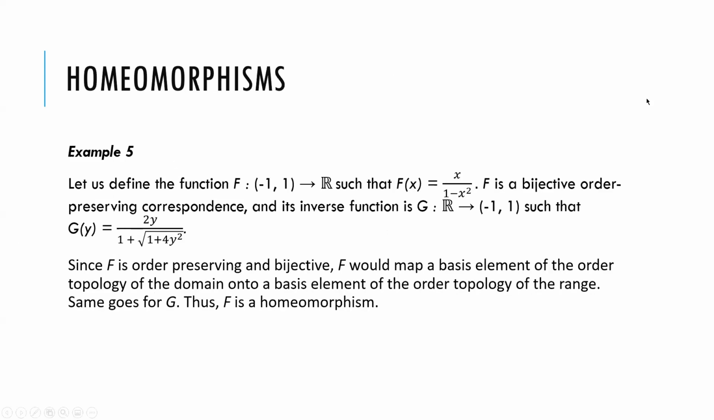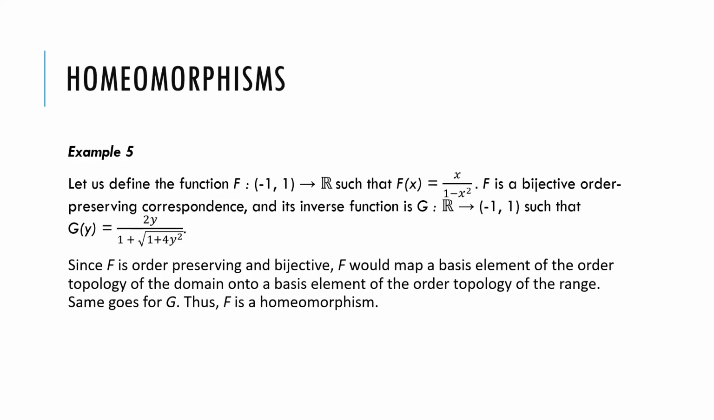And then we have another example. If we have the function f, which maps the open interval -1 to 1 into R, such that f of x equals x over 1 minus x squared, f would be a bijective order preserving correspondence, and its inverse function would be g, which maps R into the open interval -1 to 1, such that g of y equals 2y over 1 plus the square root of 1 plus 4y squared.